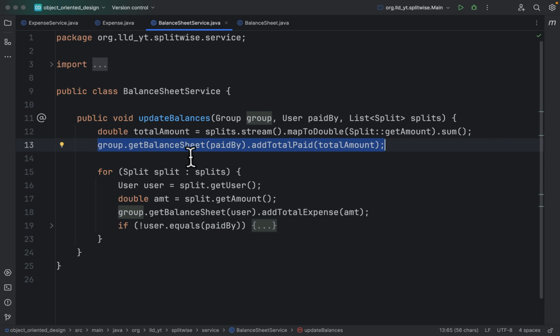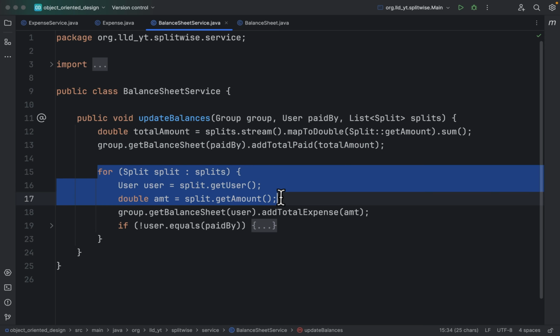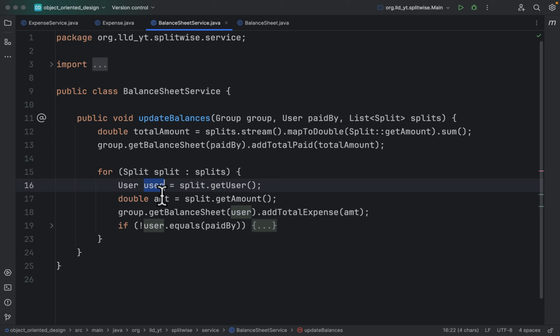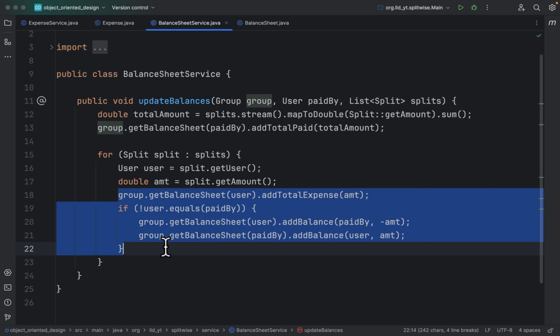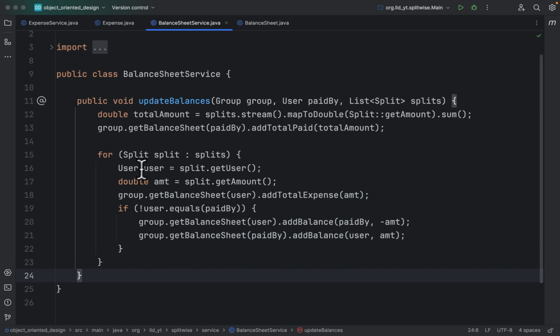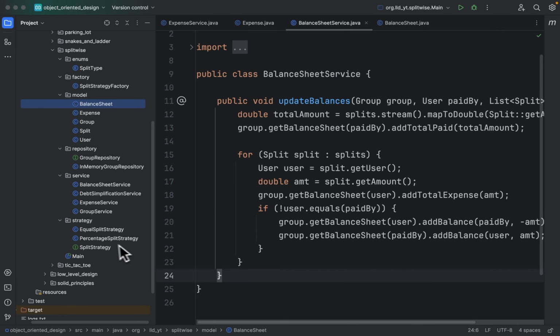Okay, and after that, I'm just going through each and every user and their share like this and updating their balance sheet, as you can see over here, right? So this was updating the balance sheet of all the users. Now let's check out the strategies.